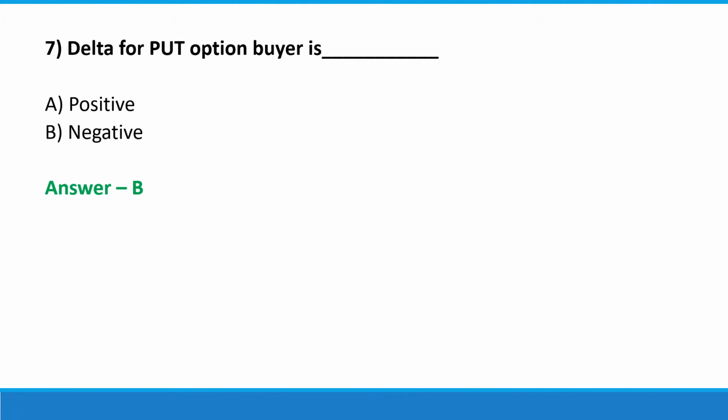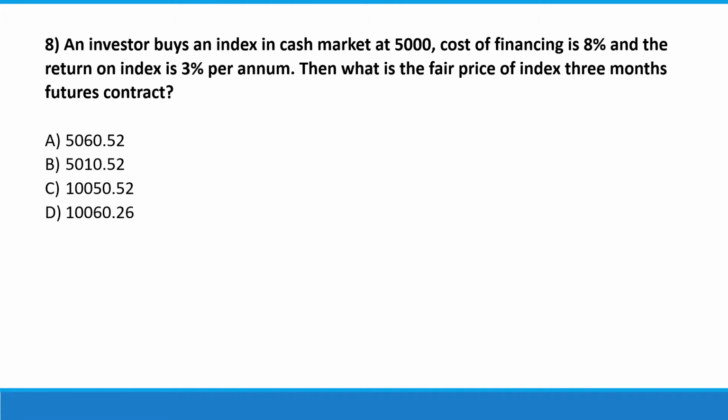Next question. An investor buys an index in the cash market at 5,000. Cost of financing is 8% and the return on the index is 3% per annum. Then what is the fair price of the index 3 months futures contract? Option A, 5,060.52. Option B, 5,010.52. Option C, 10,050.52. And option D, 10,060.26. The correct answer is option A, 5,060.52.